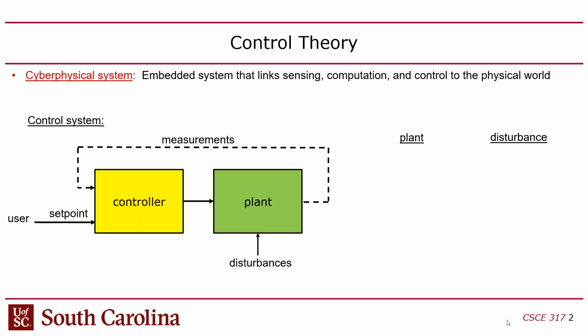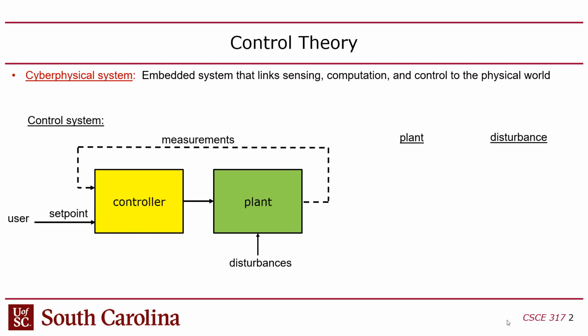All right, so as I mentioned in the beginning, this course is about cyber-physical systems, which is an embedded system that links sensing, computation, and control to the physical world, which is essentially another definition of a control system in general. So a control system is where you have a controller that is typically some kind of machine or computer that is able to manipulate the state of some physical object or system.